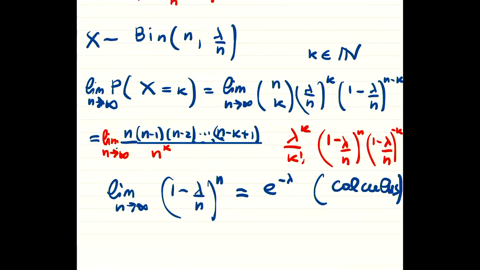Very good. This object here, the last one, as n goes to infinity, lambda divided by n goes to 0. So each of those goes to 1. It's a finite product because k is fixed, so that thing goes to 1. If I put the pieces together, what I get is that this limit is lambda to the k divided by k factorial times e to the minus lambda. And this is true for any k larger or equal than 0, so natural numbers, including 0.